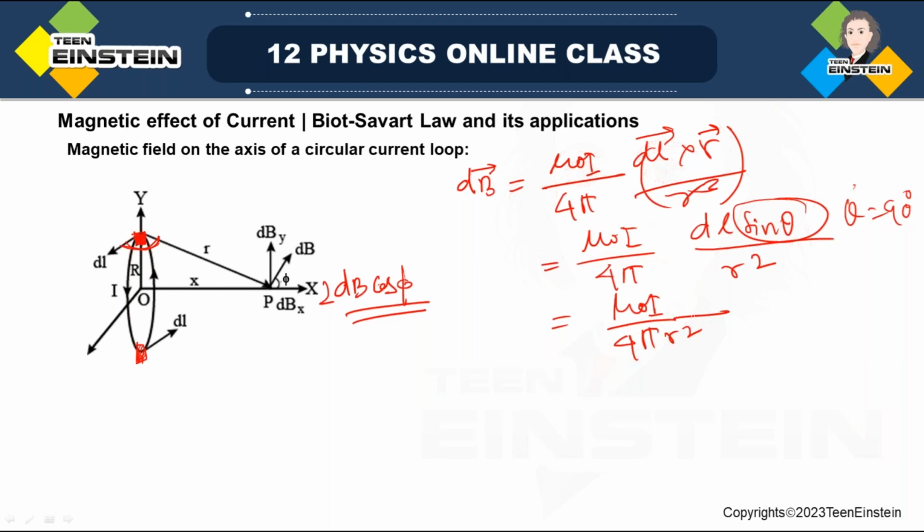r square. Okay, and we have to see now. We have got the magnetic field due to this ring, at least for the two elements. We have got dBx is equal to 2 into mu 0 I by 4 pi r square into cos phi. So this is the formula.